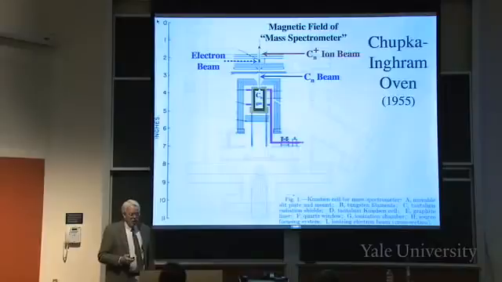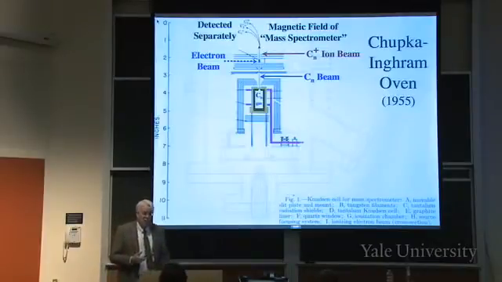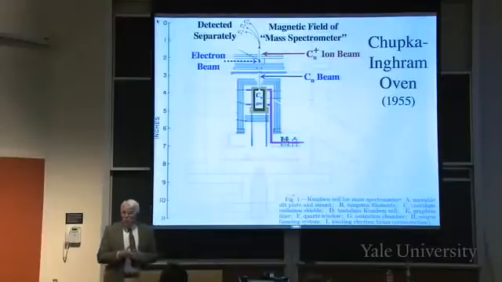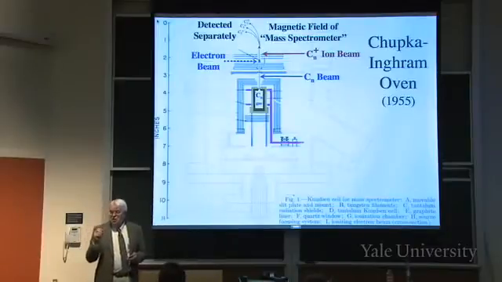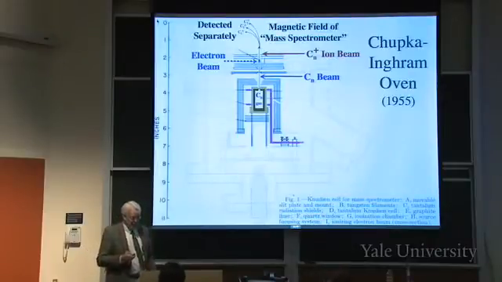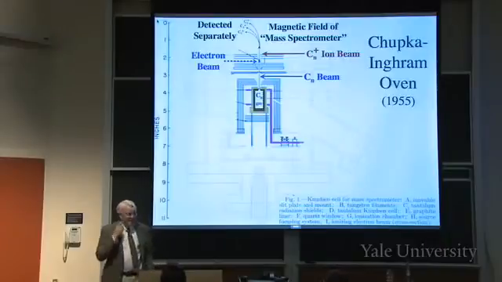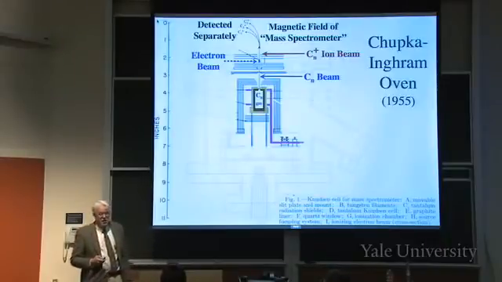So you're going to get curved trajectories. C3 plus, C2 plus, C1 plus will be the most bent. And now if you put a detector at these different positions, you can see how much C1, how much C2, how much C3 there was. Okay? So that's how you're going to do it. But this machine has to be pretty special because you're heating it so high.